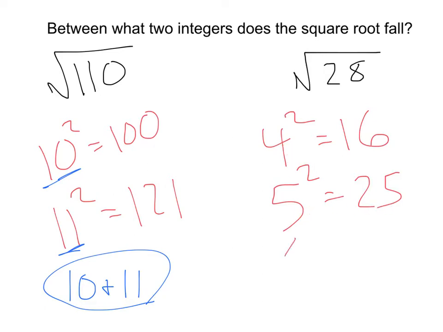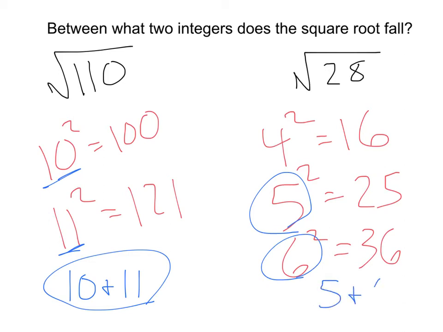Let's try 6 squared. 6 times 6 is 36. Now 28 does lie between 25 and 36. So I know that my numbers here are 5 and 6.